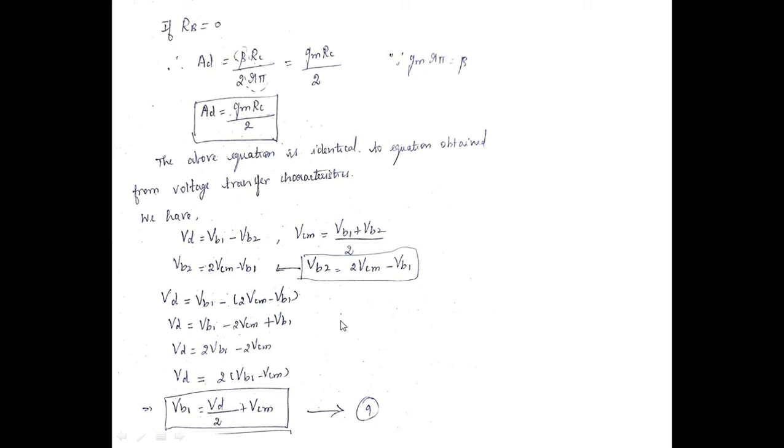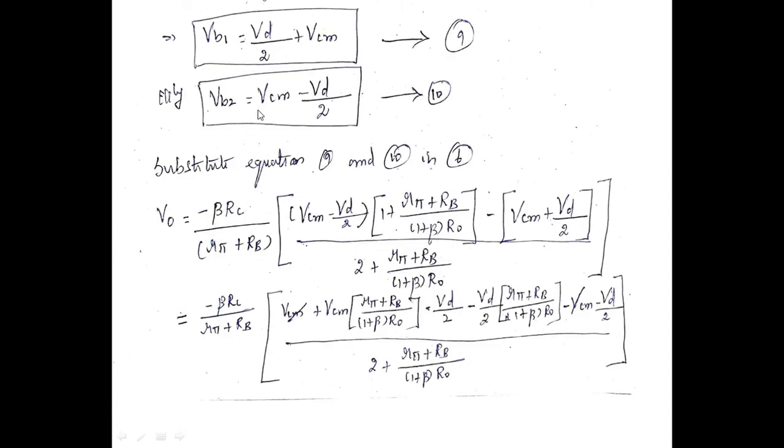Similarly I can get, instead of substituting VB2 here, I can go with the VB1. So VB1 can be written as 2 times the VCM minus VB2. If I substitute this one in this place of VB1, I'll be getting the other equation for VB2, which is given by VB2 is equal to VCM minus VD by 2, and VB1 is equal to VCM plus VD by 2. So these are the two equations I can get from the general equation which has been derived from the DC transfer characteristic of a differential amplifier. The next step is I'm going to substitute the equation number 9 and 10 in equation 6. That is, already we got an equation for the V naught.